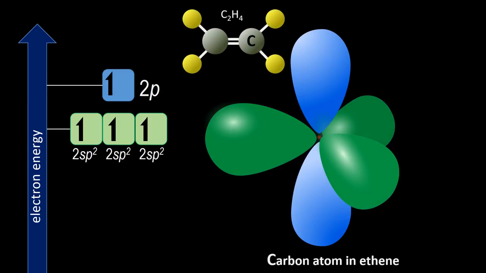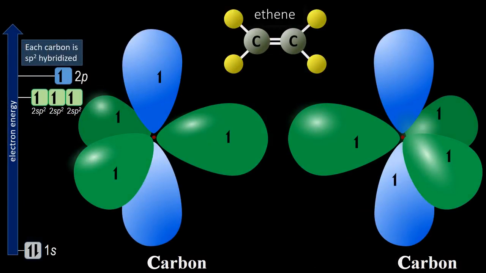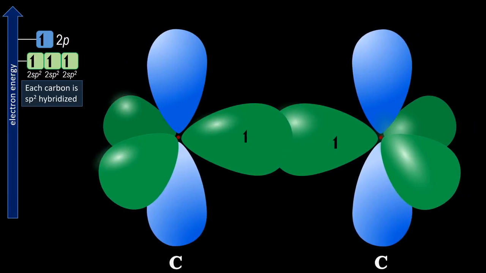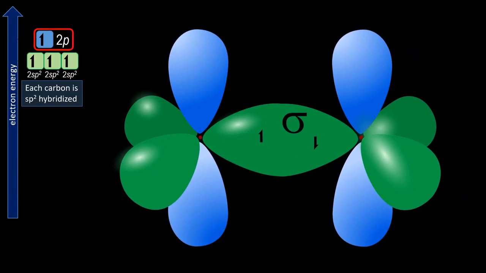So this is what both carbon atoms do when bonding occurs in ethane. Each carbon atom is sp2 hybridized. The sigma bond occurs with 2sp2 orbital overlap. What about the pi bond, the second bond of the double bond? Previously we said that it comes from the unhybridized p orbitals, which we see here from both carbon atoms.